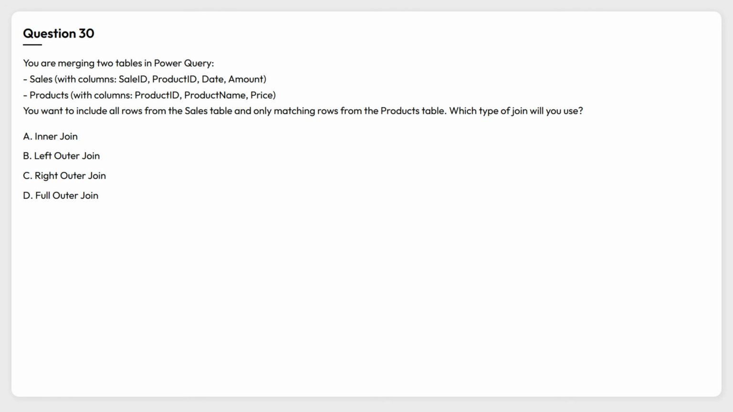Question number 30. You are merging two tables in Power Query, sales with columns, sales ID, product ID, date, amount, and products with columns, product ID, product name, price. You want to include all rows from the sales table and only matching rows from the products table. Which type of join will you use?